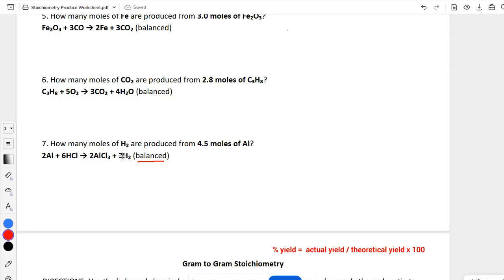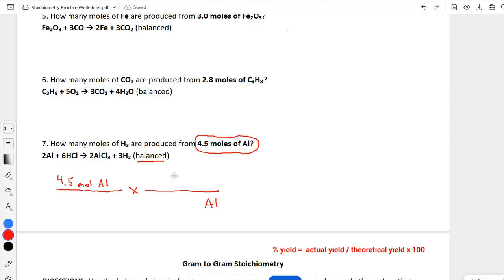All right, so moles to moles, H2, 4.5 moles of Al. So we're going to start like we always do. I'll make a huge line so I don't run out of space. Line times line. Once again, what the problem gives us is going to go on the top left line: 4.5 moles of aluminum, Al. Since aluminum's on the top left, we know aluminum is going to go bottom right, because it's going to cross out aluminum, cross out aluminum.